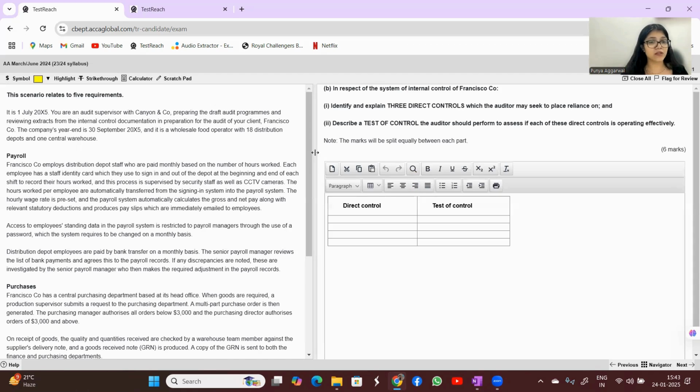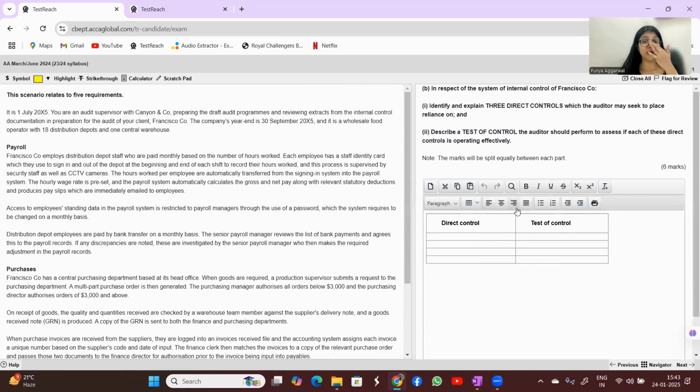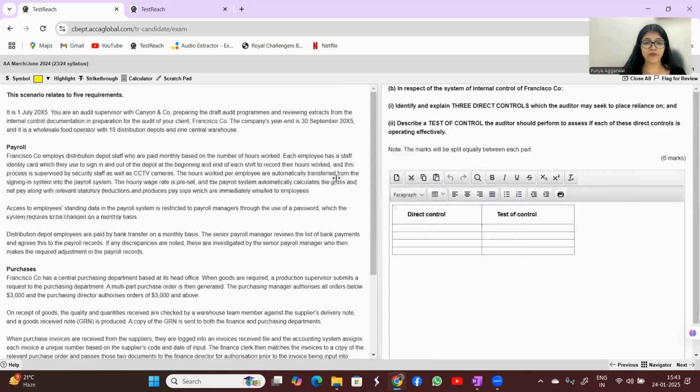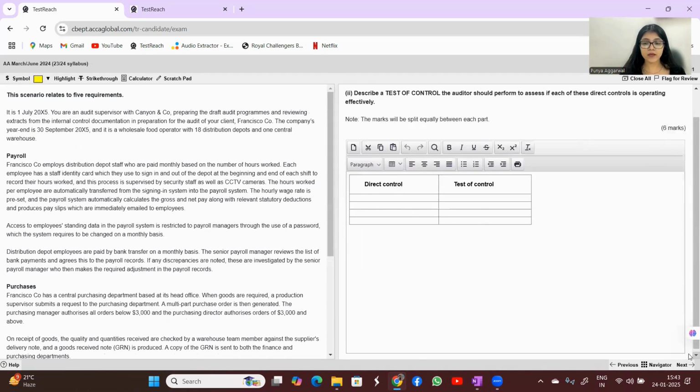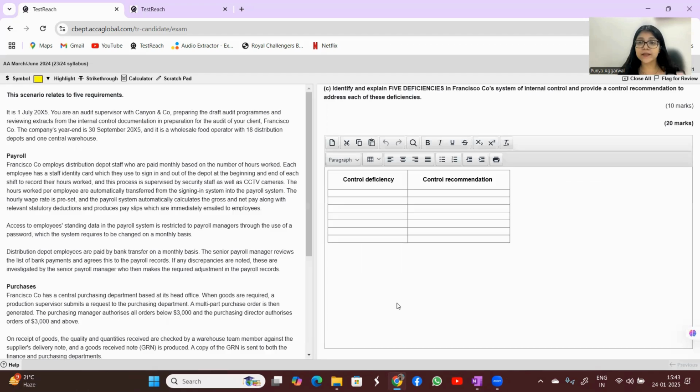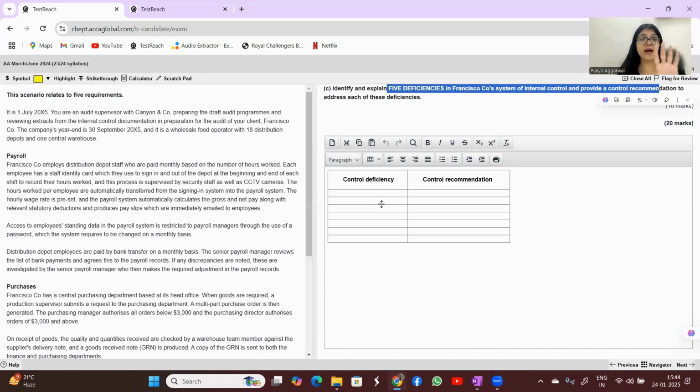Okay, now let's read the case study first, and we will be drafting our answers. We'll be copy pasting the same thing that we did previously, writing the direct controls, and I'm sure the next question will be about deficiencies. Let's read this last question also, which is a 10 marker. It says 5 deficiencies in the internal controls and also provide the recommendation. So I need to write 5 deficiencies. So 3 good points, 5 bad points.